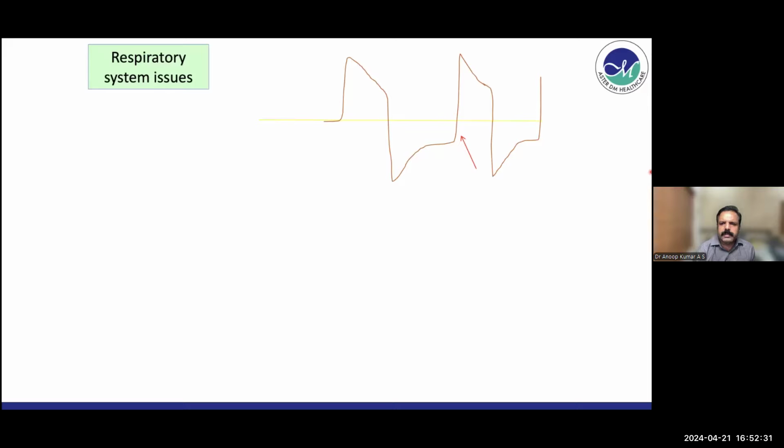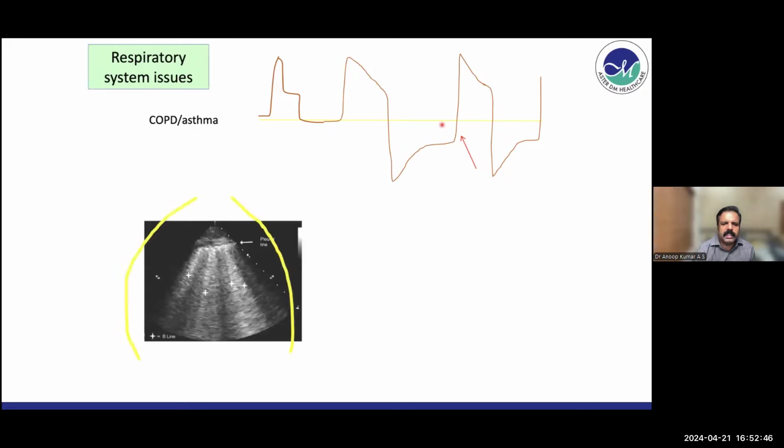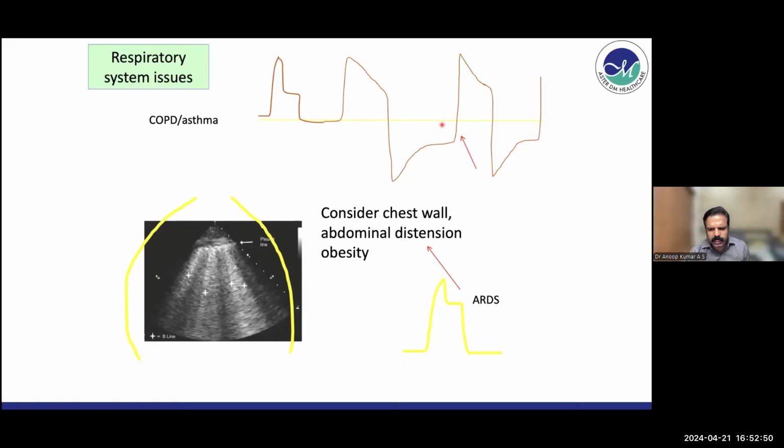The respiratory system issues, as I've already told, when auto PEEP is an issue, it can cause hemodynamic compromise and other issues. The triggering also will be an issue when the patient is having too much auto PEEP. This will usually happen in COPD and asthma, which we have already discussed. And you can see the pleural line, to see whether there is any issue with pneumothorax, etc. And you have to see the chest wall, abdominal distension, obesity, etc. Too much abdominal distension and increased airway pressures also can be a problem during ventilation.